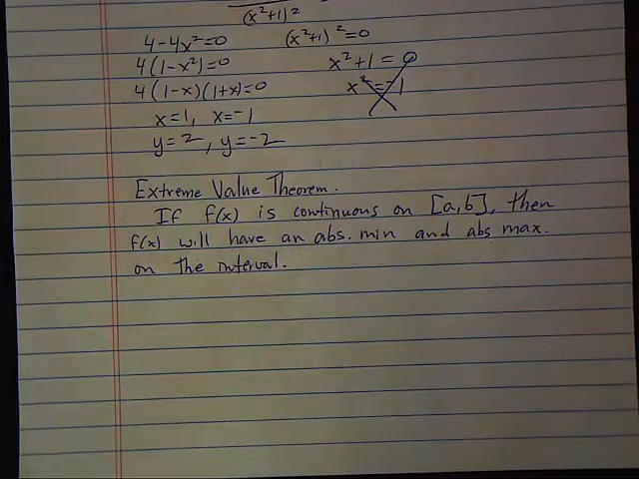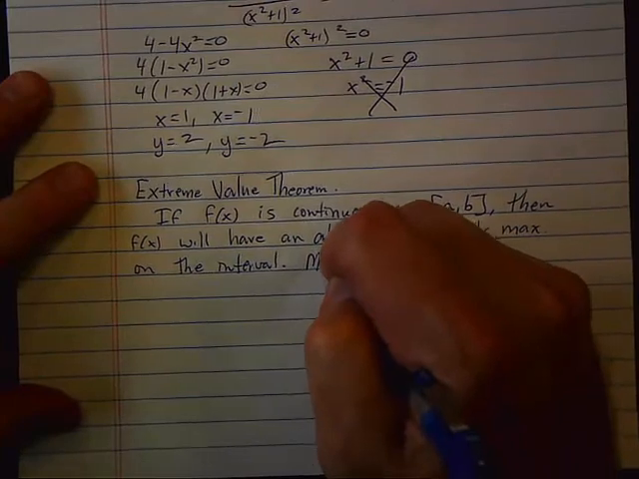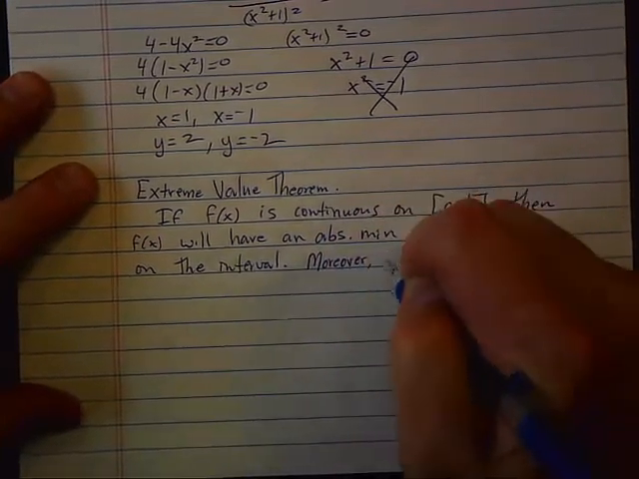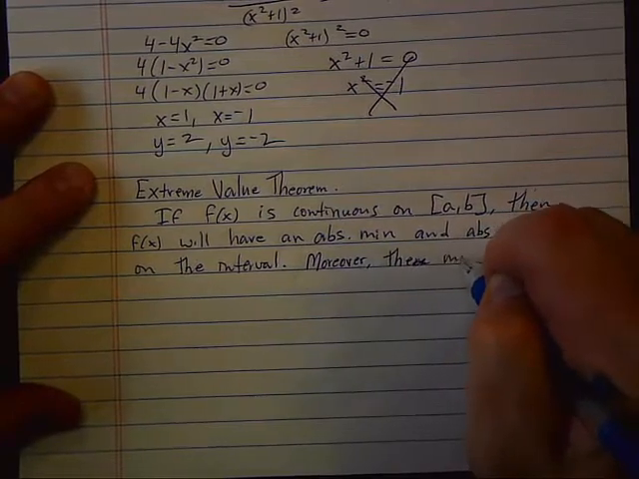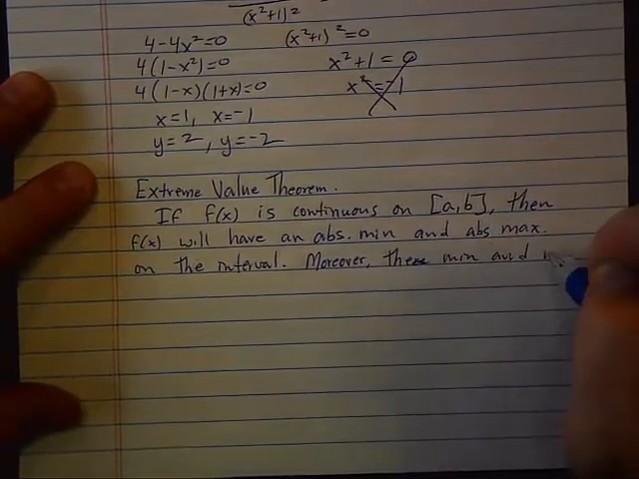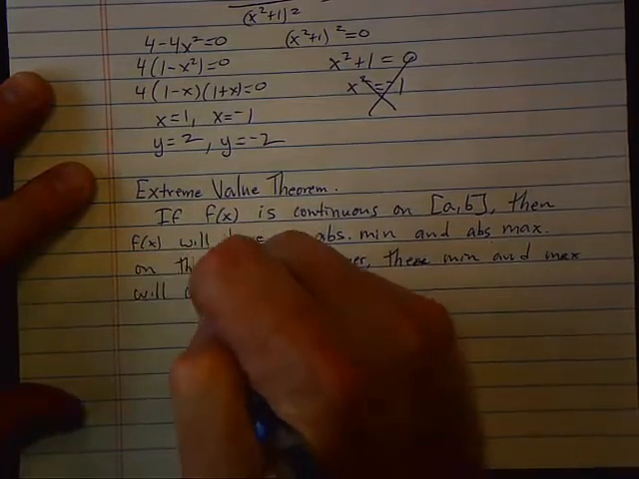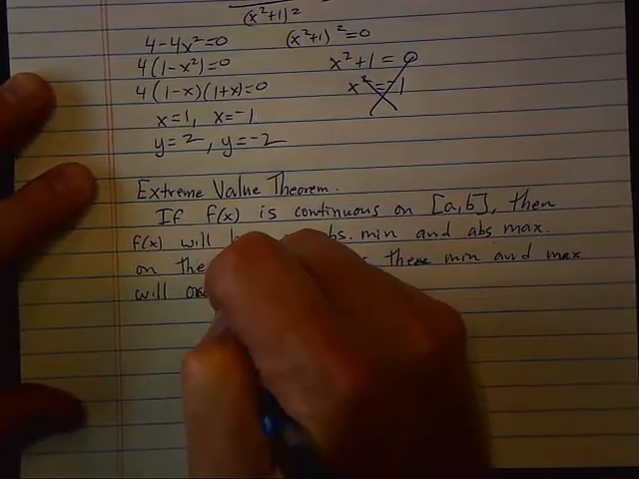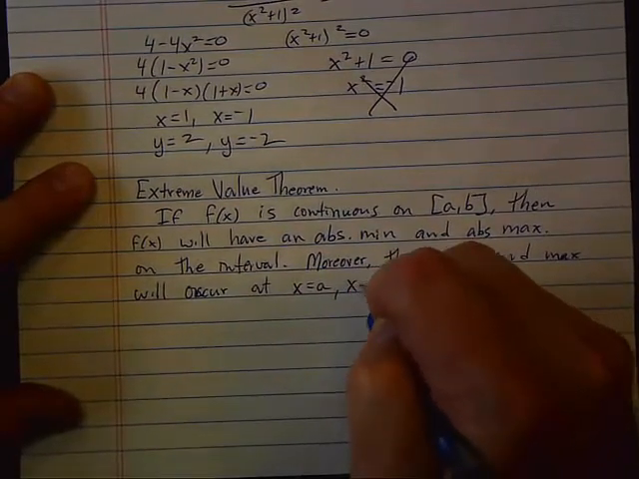There's more. Moreover, the min and max will occur at x equals a, x equals b, or some critical point between a and b. Critical number, I guess I will say.